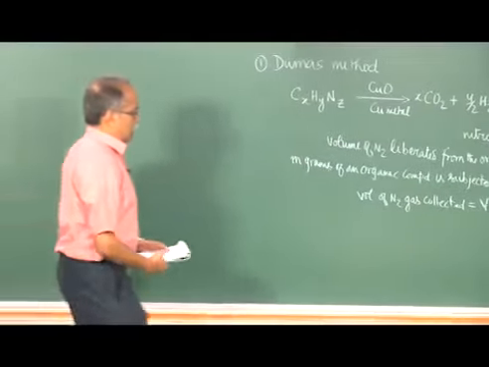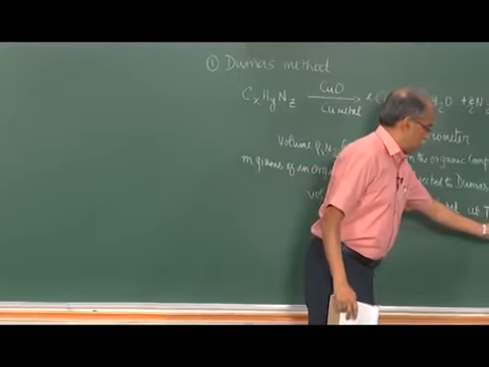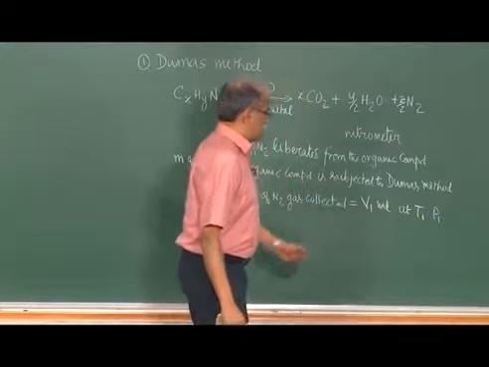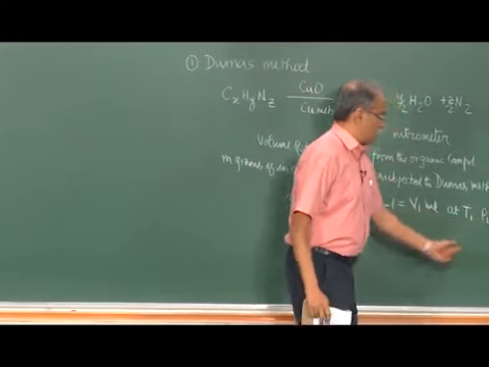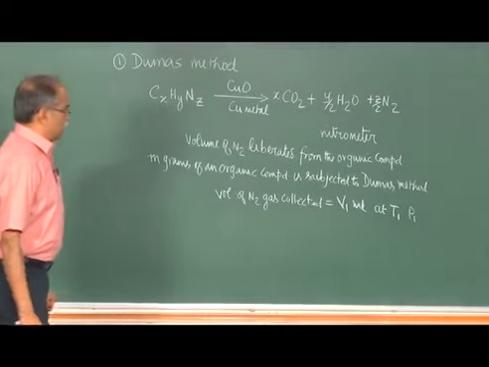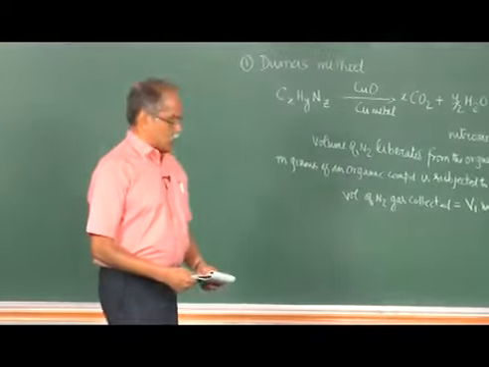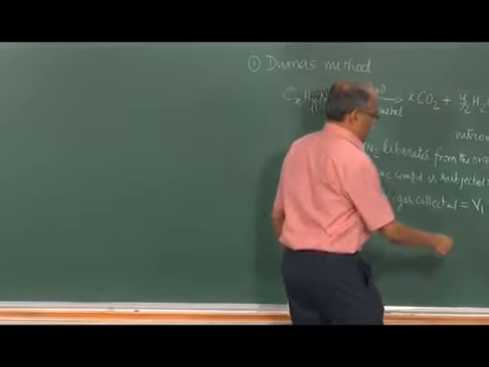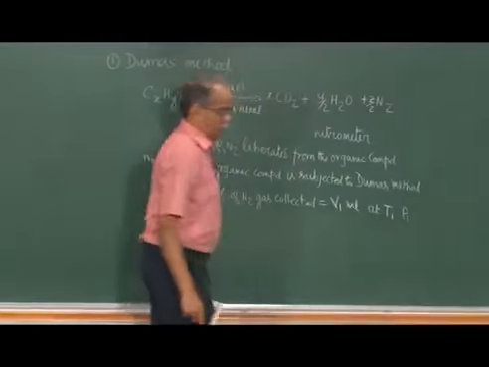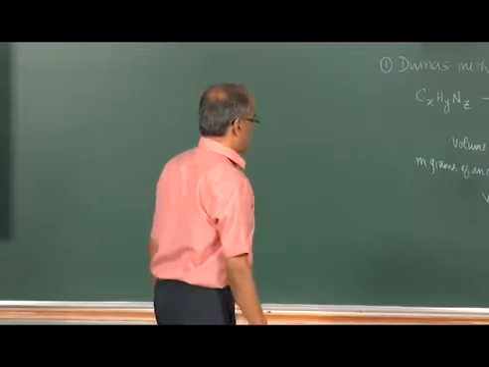Now, this is the laboratory temperature at which the gas is collected, and this is the pressure at which the gas is collected. This pressure need not be atmospheric pressure, because there will be some water vapor pressure because of the fact that the nitrogen is collected over water. So, one needs to correct the pressure for the actual pressure of nitrogen by subtracting the vapor pressure of water vapor at that particular temperature.